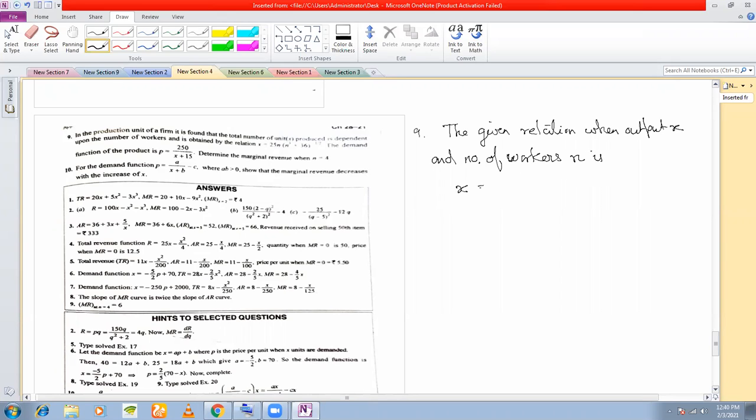x is equal to 25n into (n cube plus 36) to the power of minus half. So that means here the production depends on the number of people that are there in the firm.